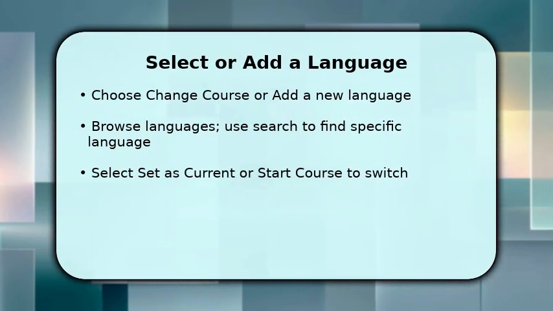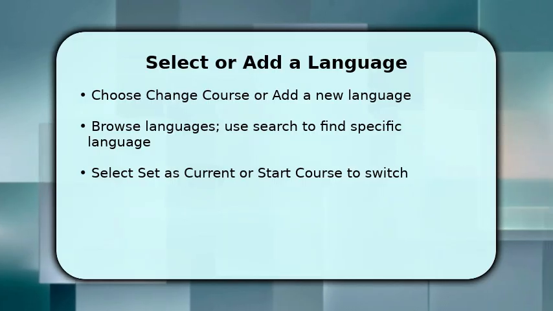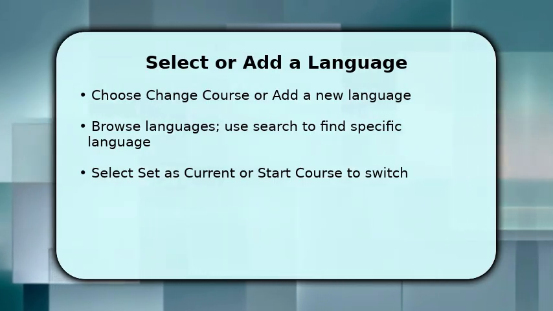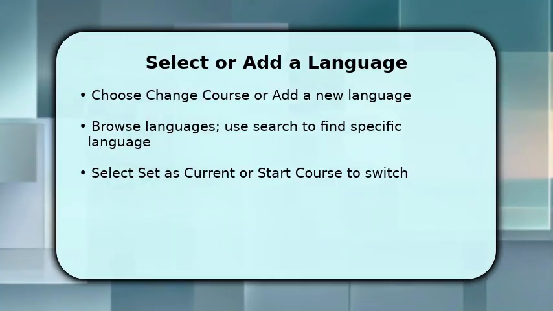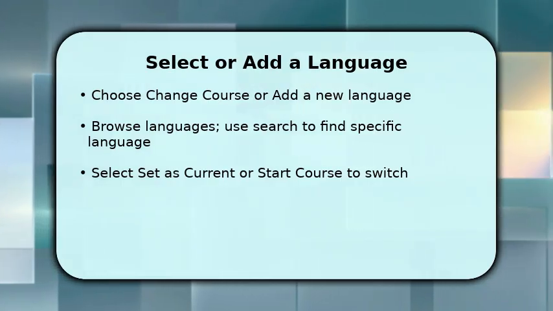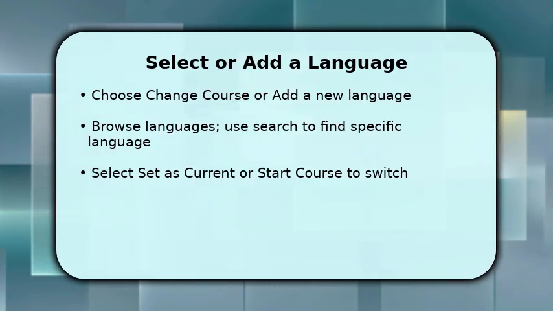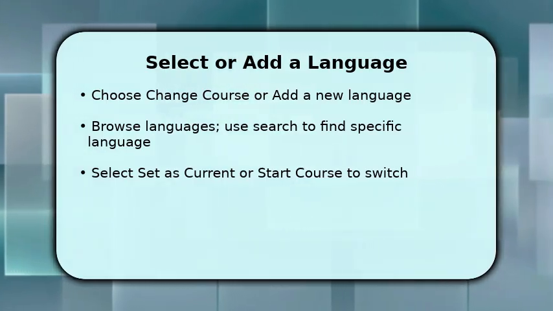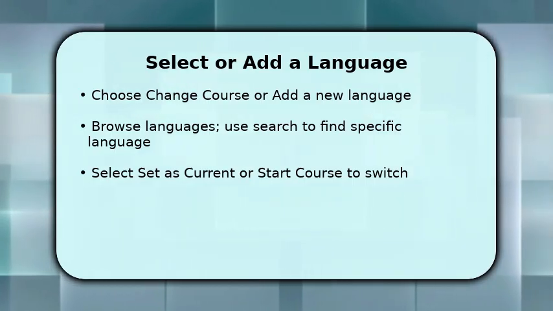Once in the Languages menu, choose Add a new course if the language isn't listed, or hit Change Course for existing ones. Use the search bar to quickly find less common languages. When you find the language, pick Set as Current or Start Course. This swaps your active course. Make sure to confirm any prompts about losing progress in the previous course. Duolingo often keeps your old course in your profile so you can return without losing crowns, but confirming avoids surprises.